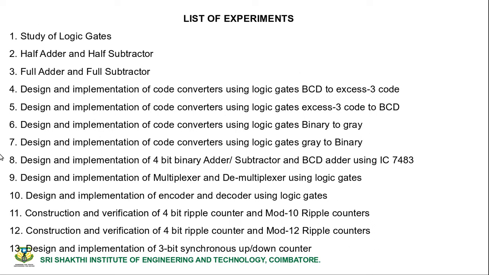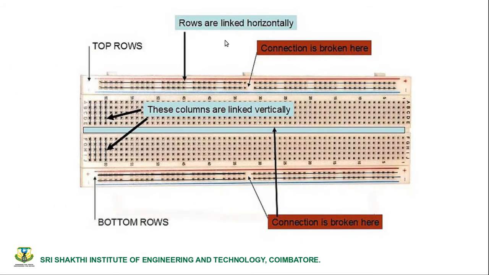And before entering into all these 13 experiments, we have to know about the trainer kit. All experiments we are going to do only on IC trainer kits. First we have to know what an IC trainer kit is and what functions it has, where the input is, how we can give input and take output, and the power supplies. Each and every IC requires a power supply, so from where we can give plus 5 volt and the ground point, those details we will see in this session.